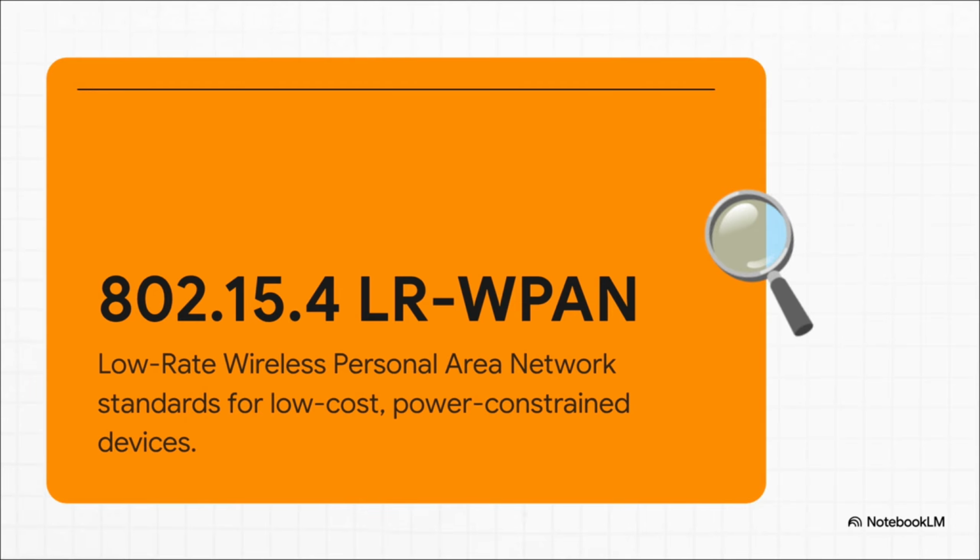But hey, what if you have a tiny little sensor running on a cheap coin cell battery? That's where 802.15.4 LRWPAN comes in. That stands for Low-Rate Wireless Personal Area Network. It's perfectly tailored for low-cost, low-power devices, forming the foundation for tech like Zigbee. It provides just enough speed, up to about 250 kilobits per second, to do the job without killing the battery.